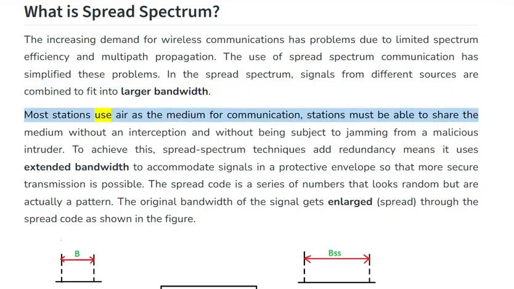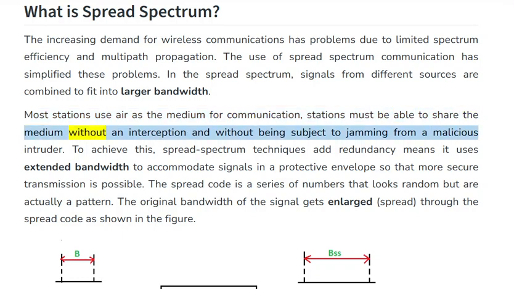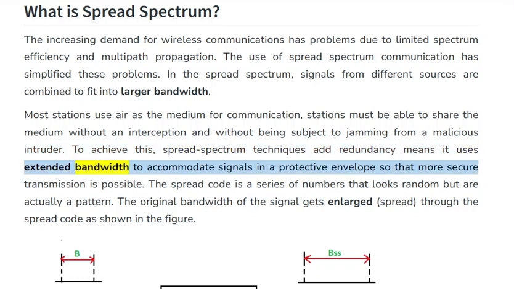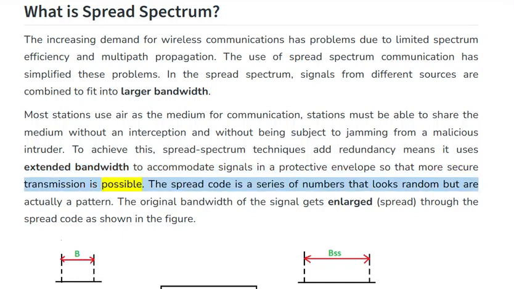Most stations use air as the medium for communication. Stations must be able to share the medium without interception and without being subject to jamming from a malicious intruder. To achieve this, spread spectrum techniques add redundancy, which means it uses extended bandwidth to accommodate signals in a protective envelope so that more secure transmission is possible.